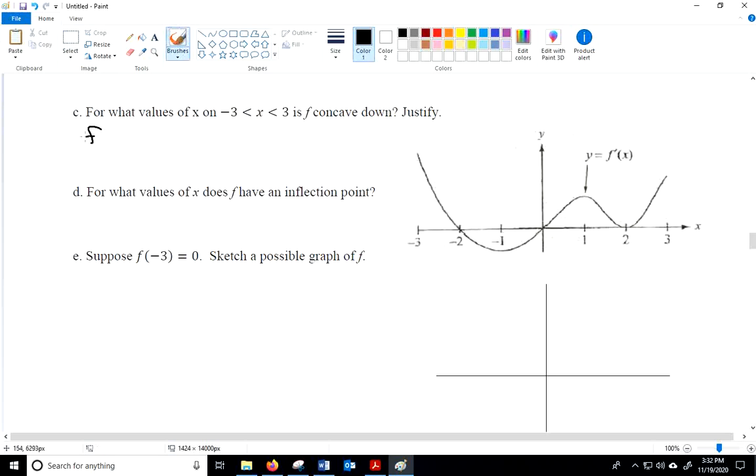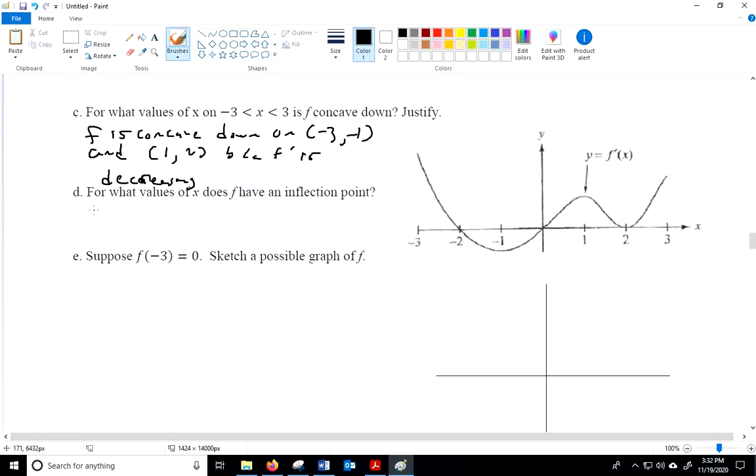All right, well, f is concave down on the interval from negative 3 to negative 1, and on the interval from 1 to 2, because f prime is decreasing. That's the definition of concavity. The definition of being concave down is to have the derivative decreasing.